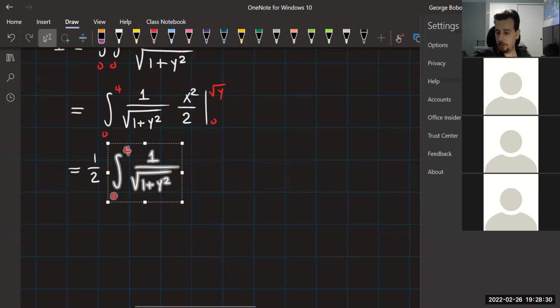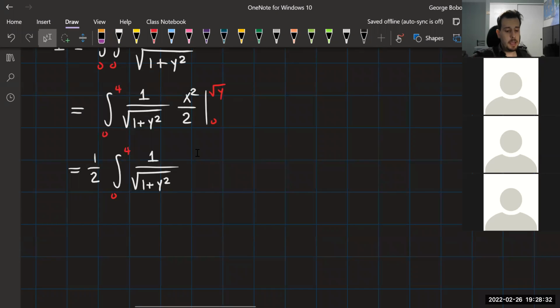Okay, let me turn off the auto sync really quickly. And we have square root of y squared, which is just y, and then minus 0. So this literally just yields you y. You still have the integral with respect to y to do.